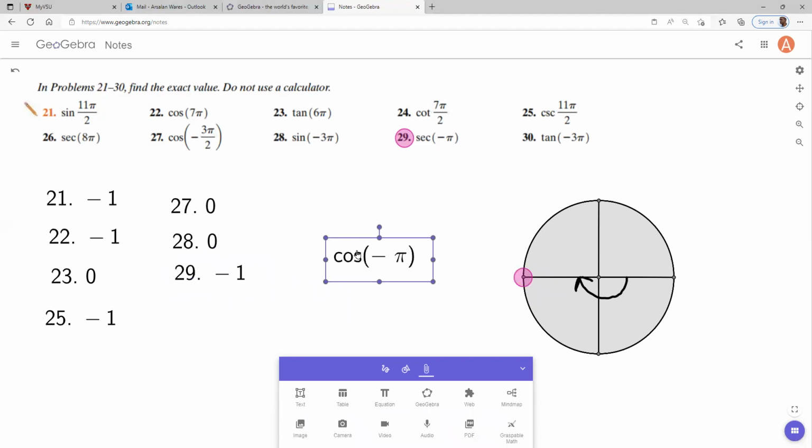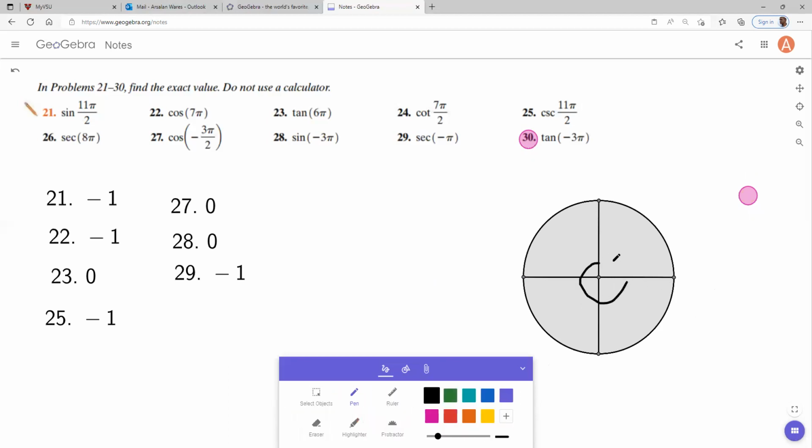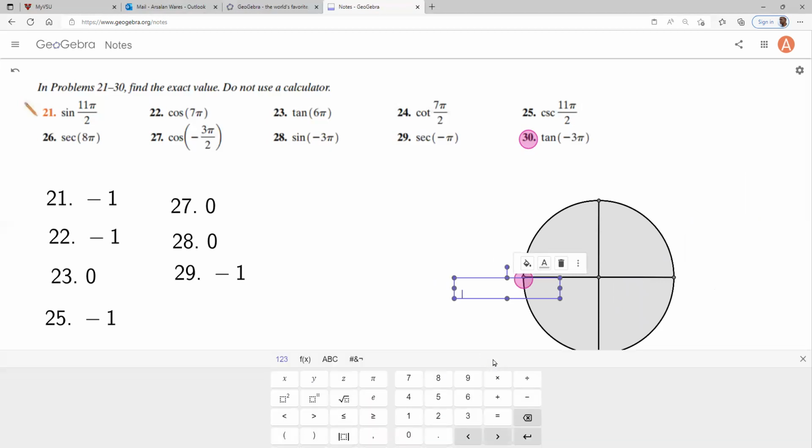And the last one. I know I skipped one or two, but I hope you'll be able to wrap it up. We did 29. Let's work on 30. Well, -3 pi. Where do we land? -3 pi, 1 pi, 2, and 3. Again, we land here. For tangent, I need to know the sine and cosine. So let's do it carefully and write it down here. The x-coordinate is -1. The y-coordinate is 0.